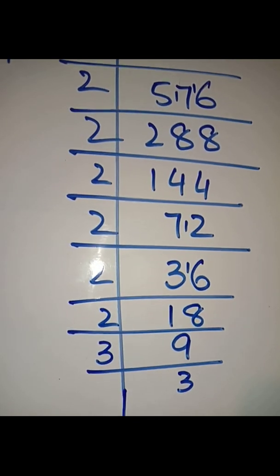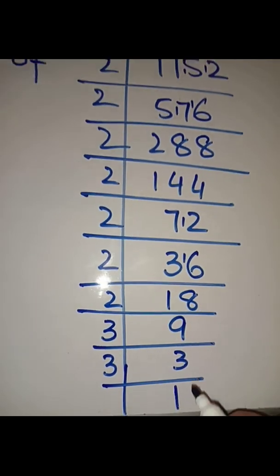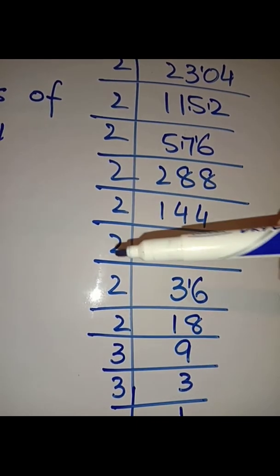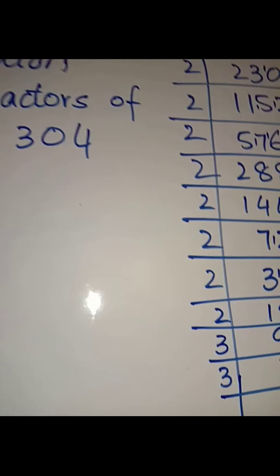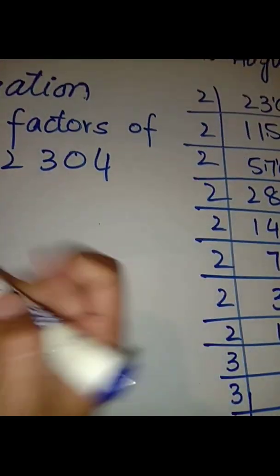3 3s are 9 and 3 1s are 3. So all these numbers 2 2 2 2 2 2 2 2 3 3 are the prime numbers. We have 1 2 3 4 5 6 7 8 times 2.